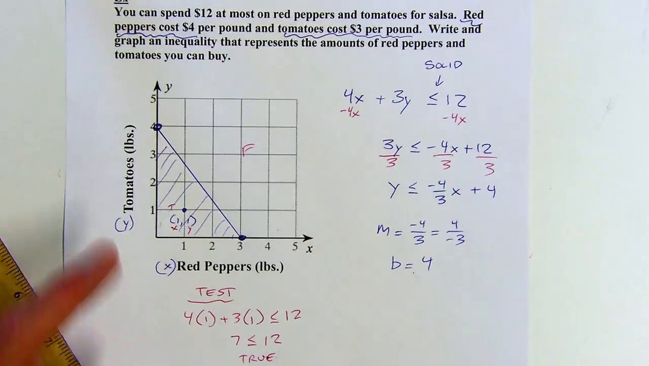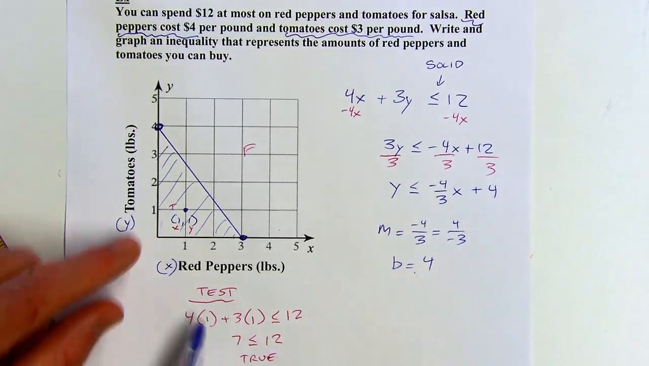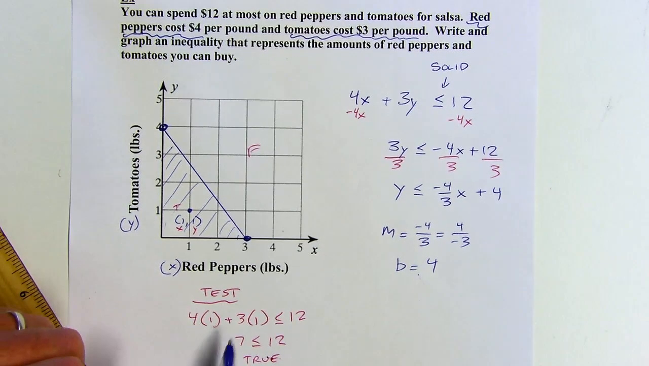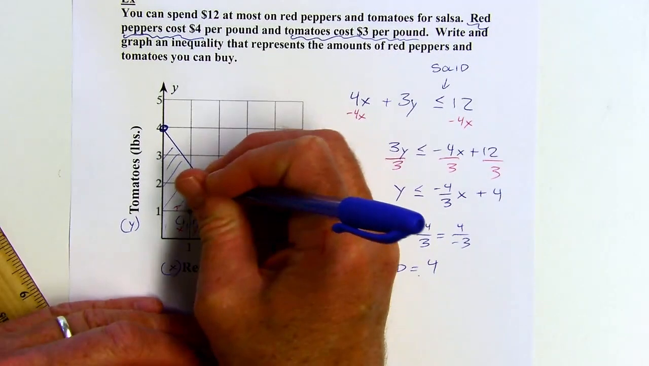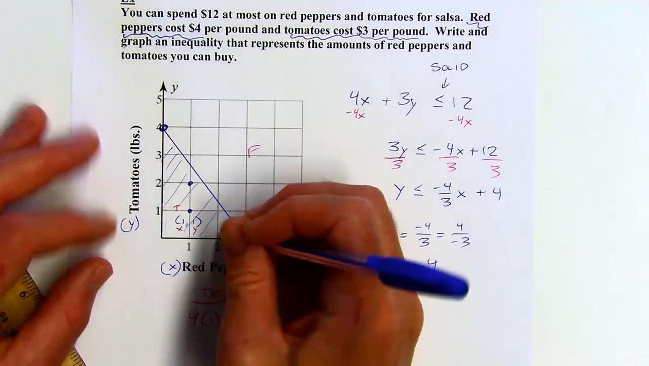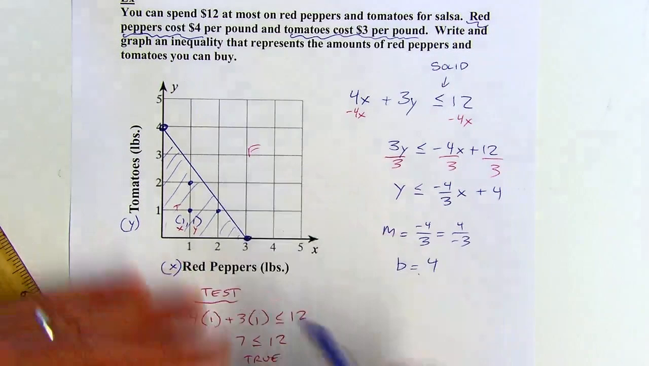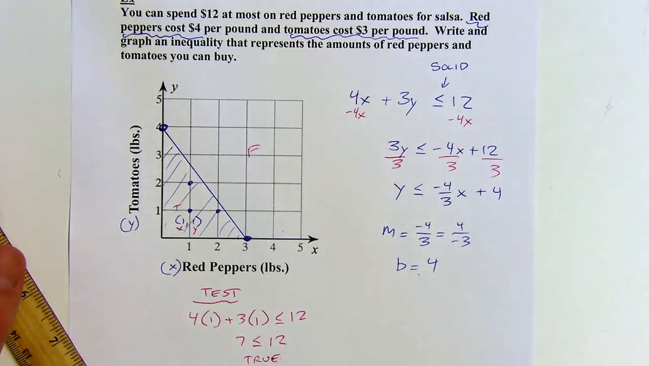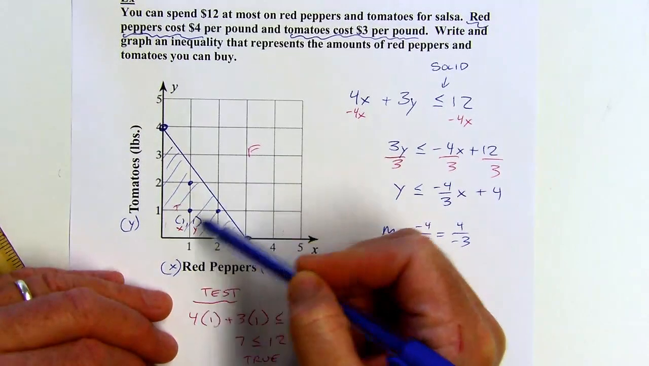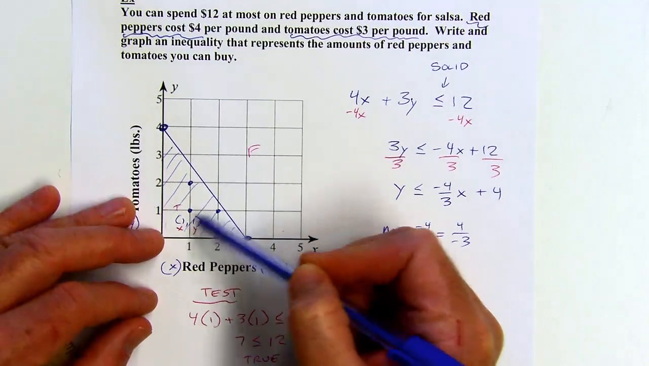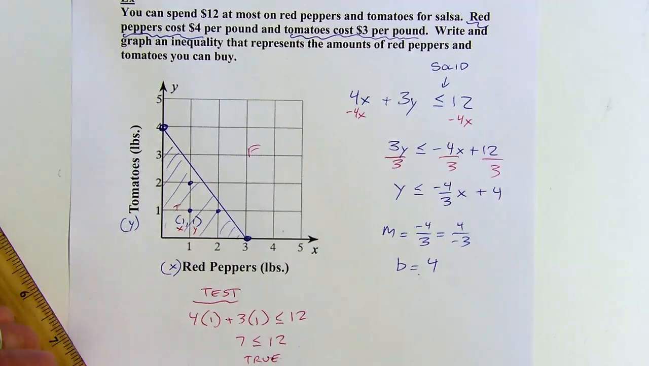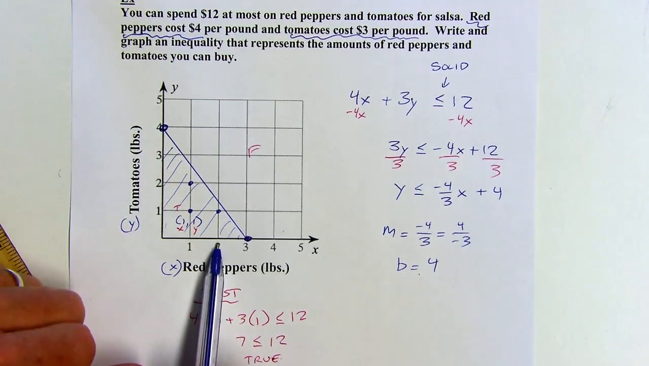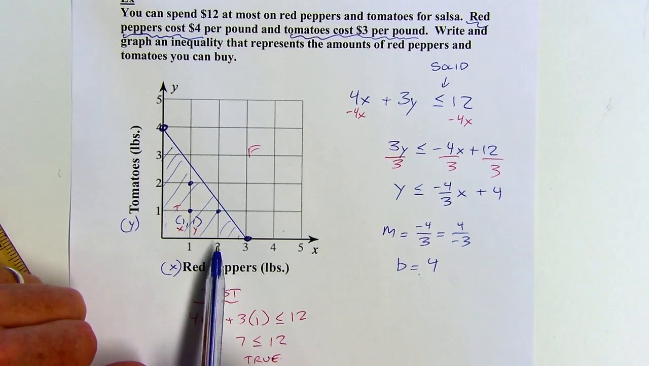Okay, so that means these are all different combinations. If we bought 1 pound of each, then we would only have spent 7 of our $12. So that works, right? We could get 1 pound of red peppers and 2 pounds of tomatoes, or 2 pounds of red peppers and 1 pound of tomatoes. And, you know, it doesn't have to be integers. We could get 1.5 pounds of something. And so any xy pair, including the fractions and decimals in this zone, is a possibility. We could get 2 pounds of red peppers and no tomatoes. It'd just be red pepper salsa, which would be weird, but I guess you could do that.